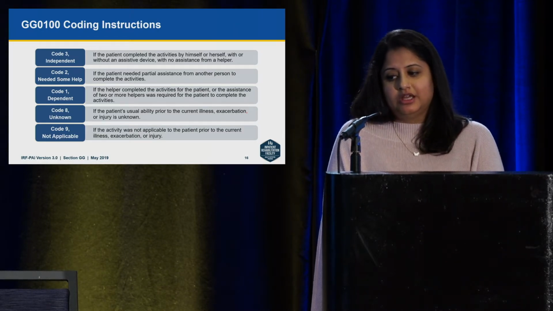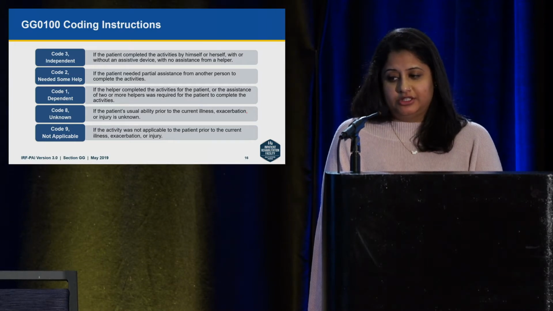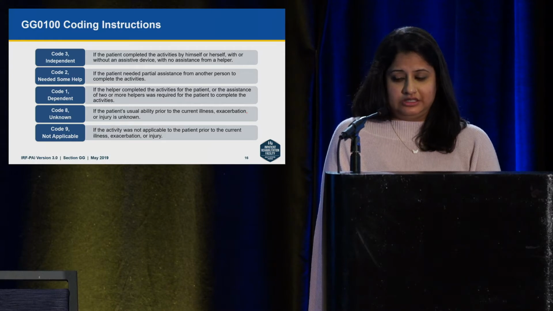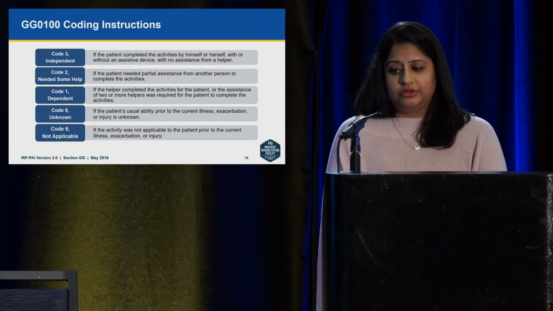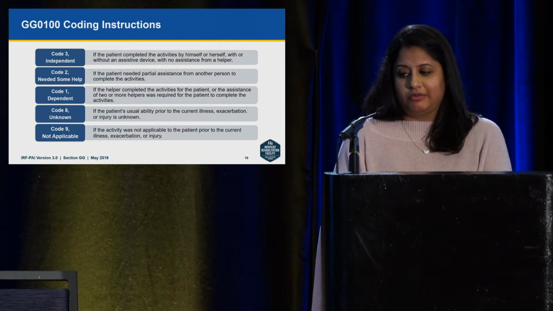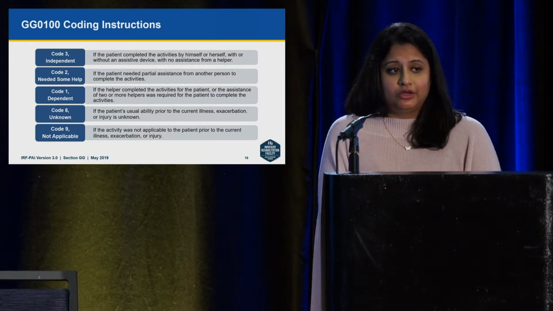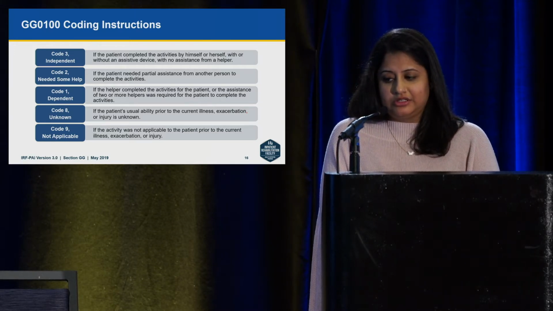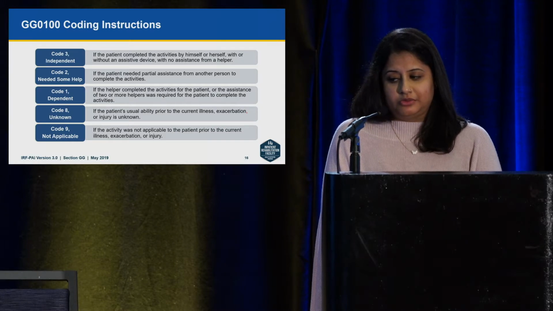The first option is to code 3 as independent, and you would use this code if the patient completed the activities by himself or herself, with or without an assistive device, with no assistance from a helper. Code 2 indicates the patient needed some help, and this can be partial assistance from another person to complete the activities. Code 1 indicates dependent. So if the helper completed the activities for the patient, or the assistance of 2 or more helpers was required for the patient to complete the activities, you would code 1, dependent.